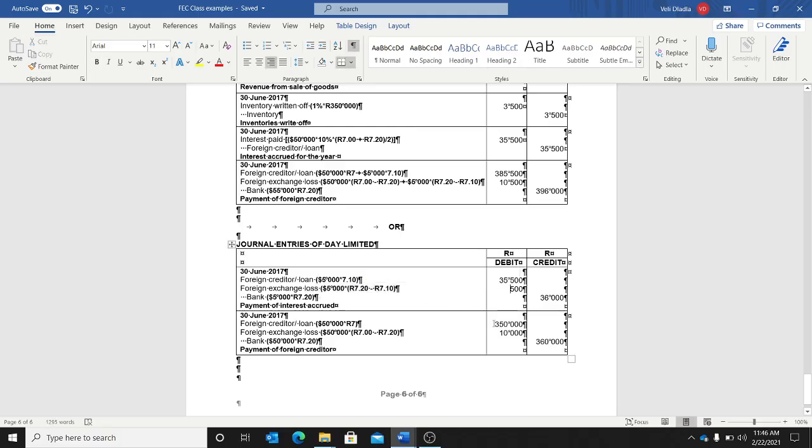So it gives me the 500. So I've tried also in this exercise to break down this journal entry into two to show you that you are dealing with the 5,000 of interest and the payment of 50, right? So I hope this will assist you in dealing with foreign exchange.